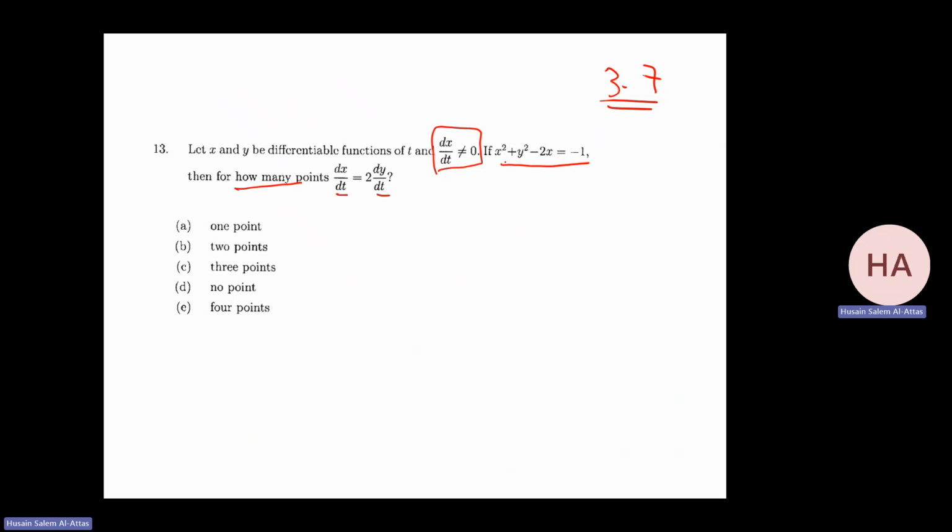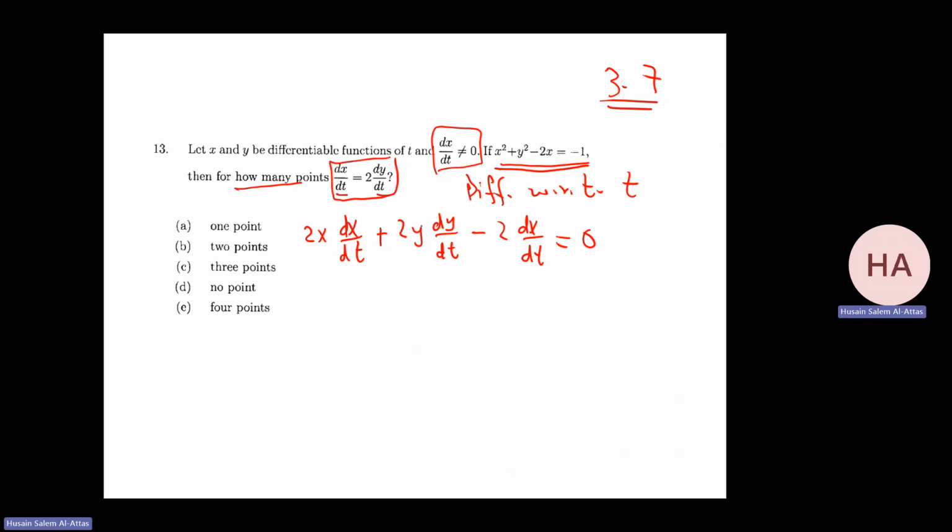Okay. Now we differentiate this with respect to t. So I have what? 2x, and don't forget, I need dx by dt, plus 2y dy by dt, minus 2 dx by dt. The derivative of minus 1 is 0. The derivative of a constant is always 0. Okay. Now, I need to use this relation so that I have things in terms of one variable only, at least for the derivative.